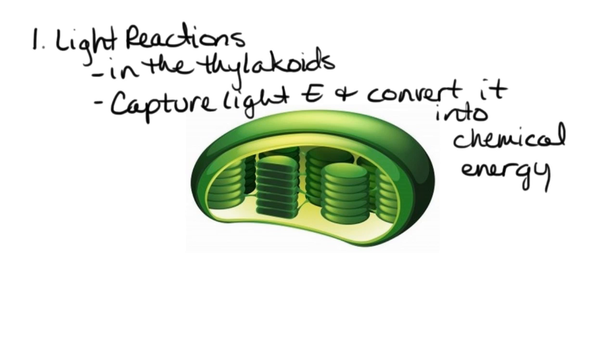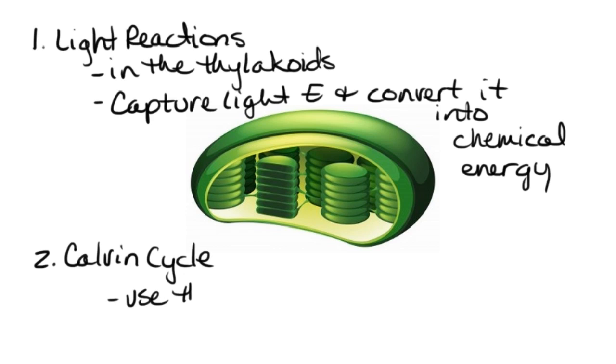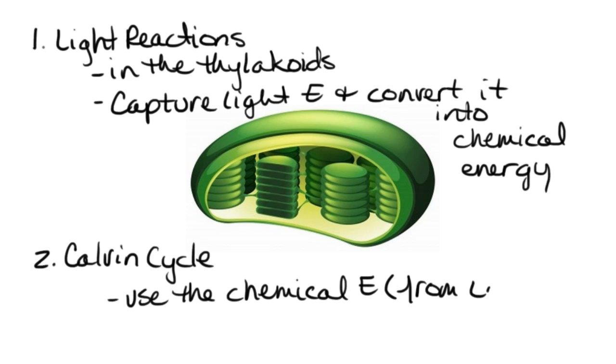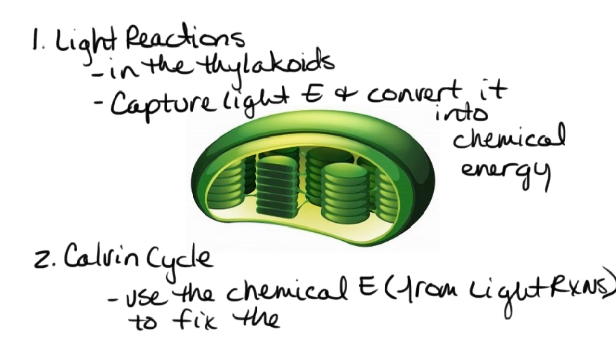The second half of photosynthesis is the Calvin cycle, sometimes called the light-independent reactions, because the Calvin cycle is not the one working with the light energy. In the Calvin cycle, we use the chemical energy that the light reactions produced to fix the sugars, or fix the carbon. This is the part where we actually make the carbohydrates that we're ultimately interested in with this whole process.